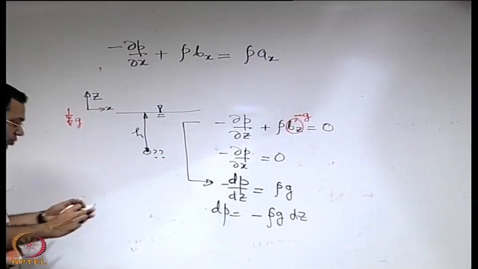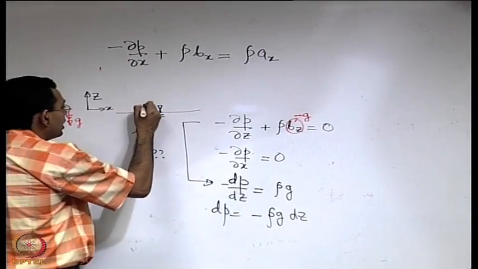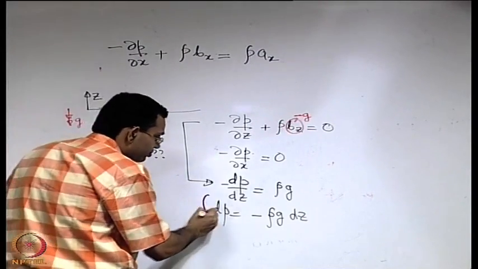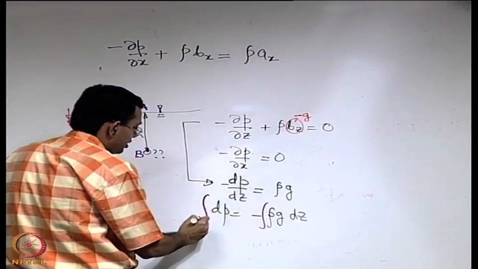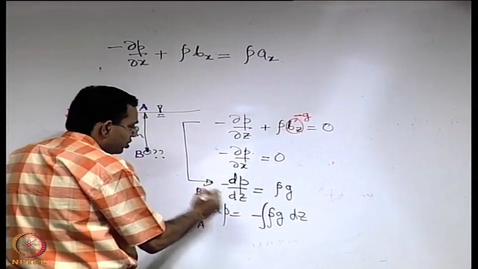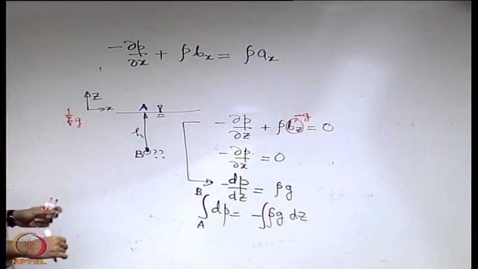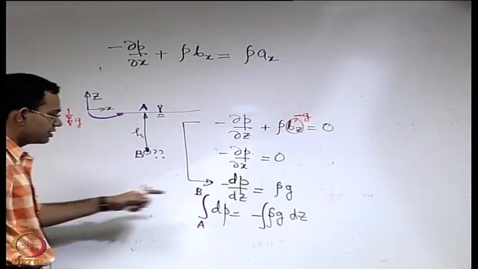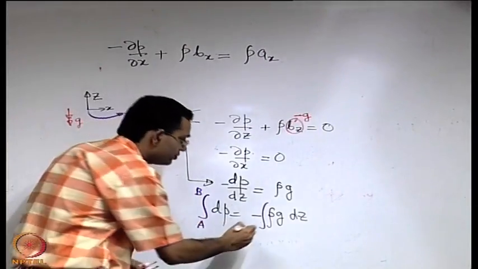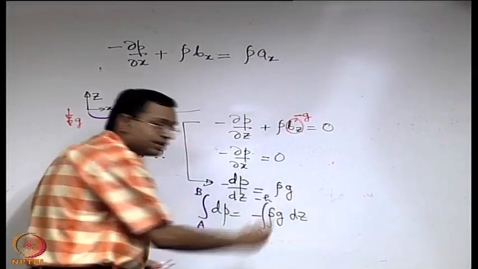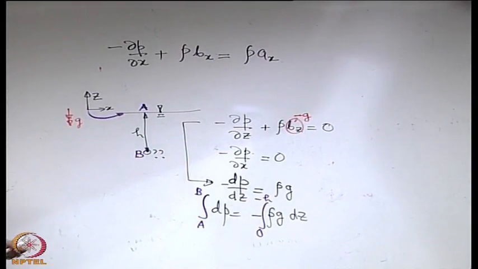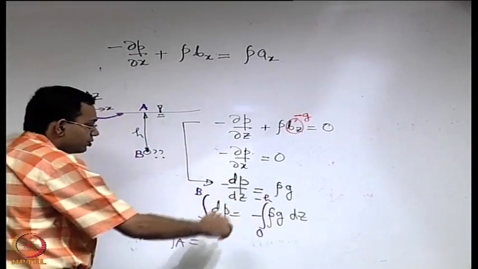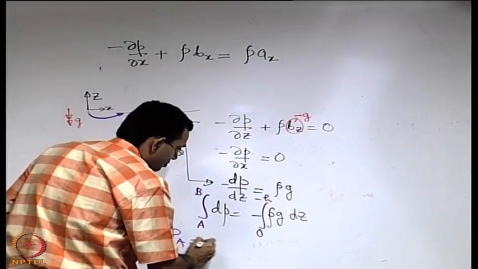So if you want to find out the pressure difference between say 2 points A and B, you have to integrate with respect to the z variation from A to B. Say we take our reference such that the origin is located here, that means at A z is equal to 0, at B it is minus h. So you can write Pb minus Pa is equal to minus integral of.